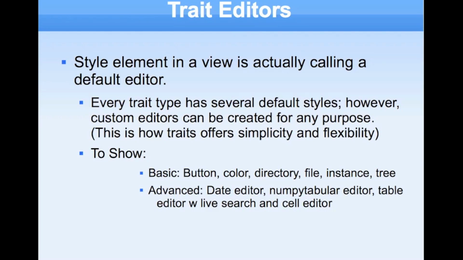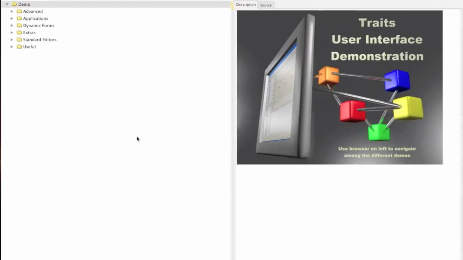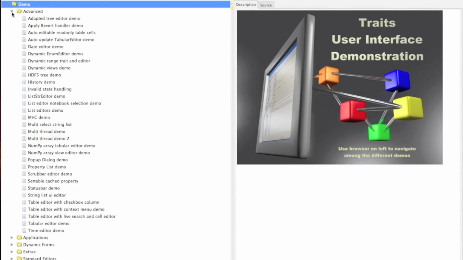And there are a bunch of trait editors that come packaged with traits, and then you could build your own. And this is really how you don't sacrifice flexibility for simplicity. If you want to build simple GUIs, you get them for free. If you want to build more sophisticated elements to your GUI, then you can use these editors. So I'm going to show you some of the built-in editors that come with the traits package, and why they're so useful. This is a nice demo that comes with the Enthought tool suite, and it shows off some of their editors.